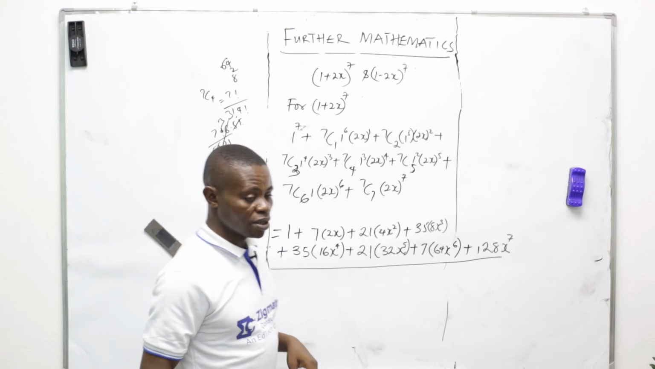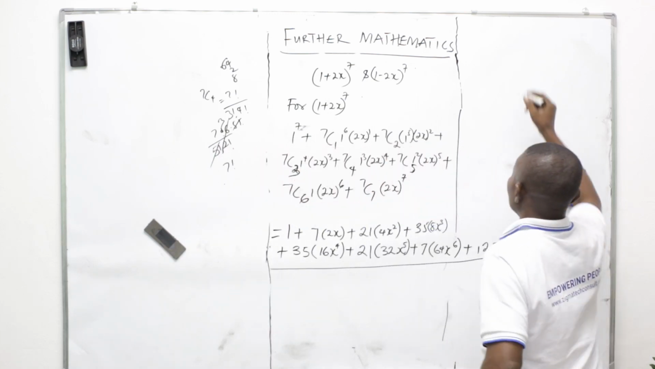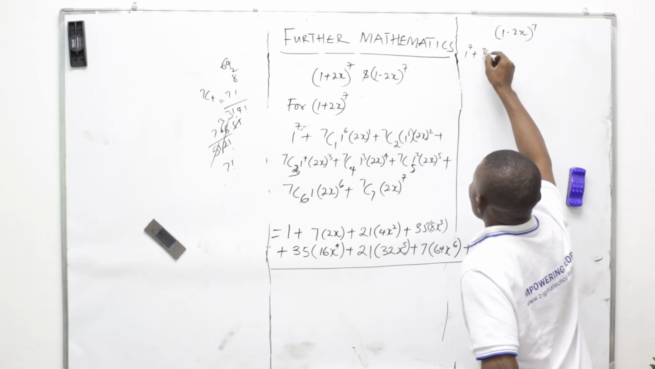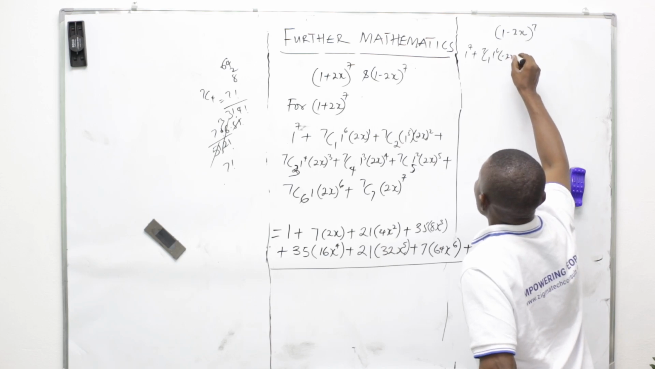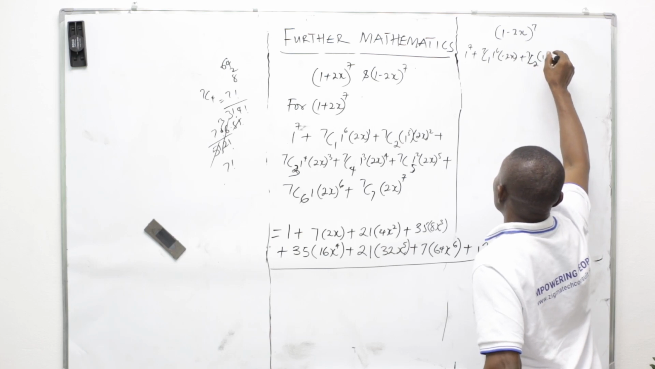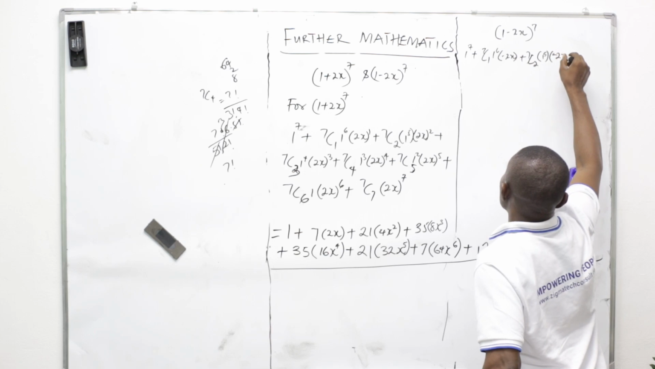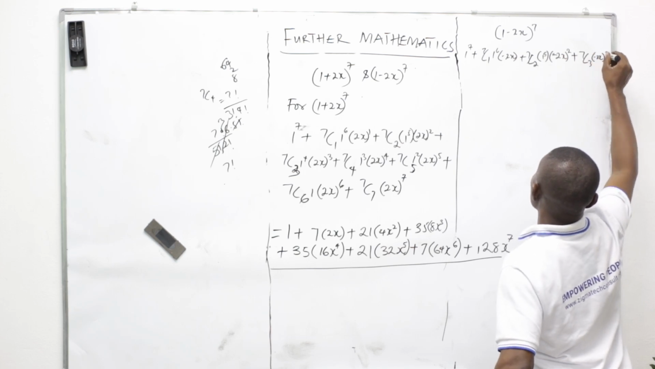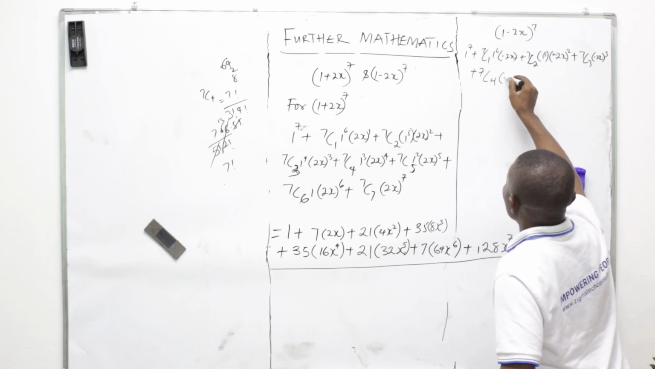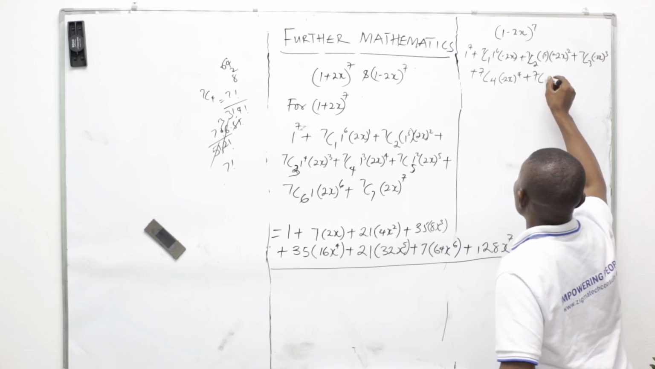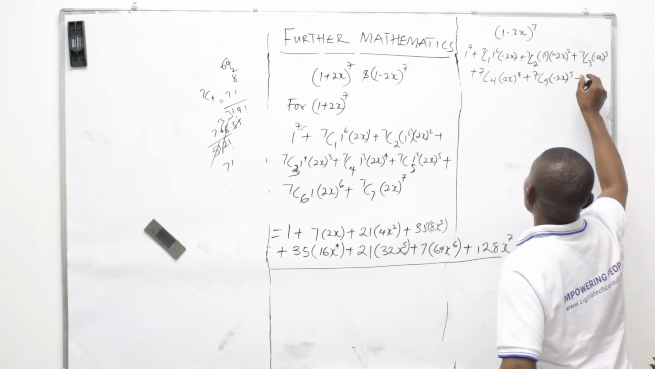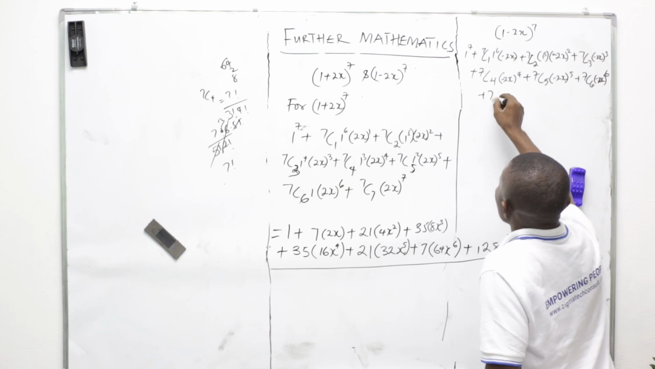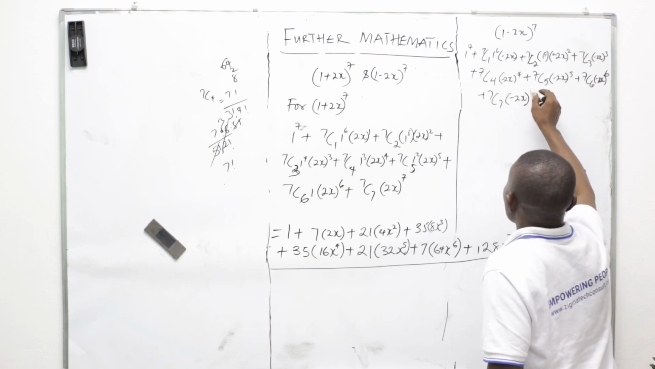The next one, let's do the expansion for 1 minus 2x. 1 minus 2x power 7 means 1 power 7 plus 7 combination 1, 1 power 6, minus 2x, plus 7 combination 2, 1 power 5, minus 2x power 2, plus 7 combination 3 into minus 2x power 3, plus 7 combination 4 minus 2x power 4, plus 7 combination 5 minus 2x power 5, plus 7 combination 6 minus 2x power 6, plus 7 combination 7 minus 2x power 7.